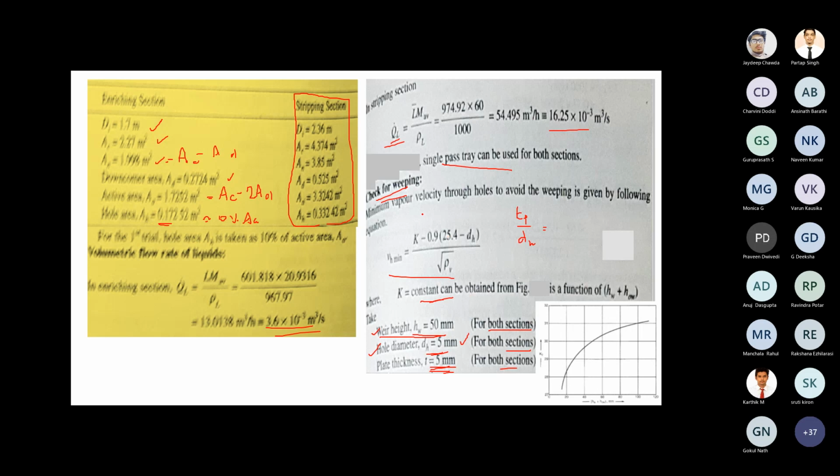So to calculate the value of K, we need HW and HOW. So you have to calculate the HOW. That is the liquid crest over the weir plate, the amount of liquid over the weir plate we have. The minimum amount of liquid that can be maintained in the tray is HW. But practically, the liquid has to flow from one tray to another tray.